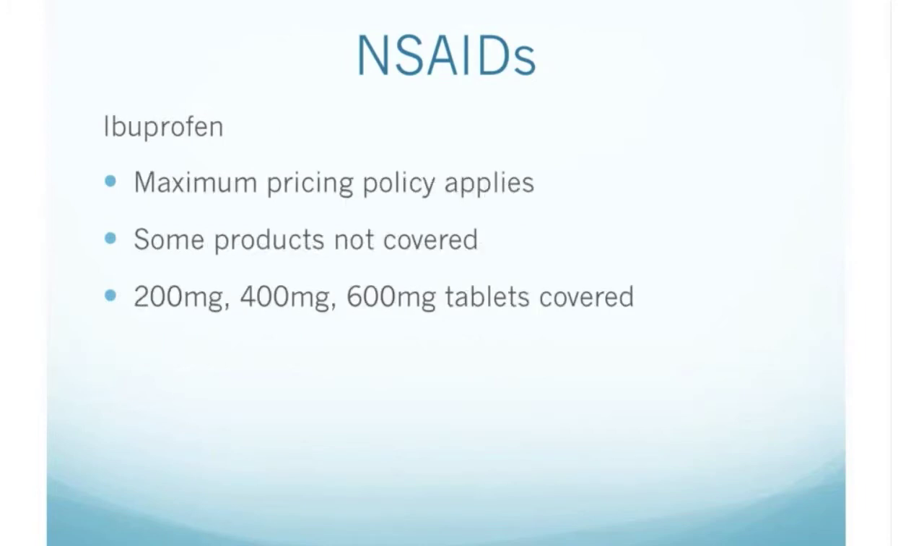Ibuprofen, this is also subject to maximum pricing policies for Pharmacare. Some products are not covered, but there are some specific manufacturers that produce ibuprofen 200 milligram, 400 milligram, and 600 milligram tablets that are covered by Pharmacare. So even though 200 milligram and 400 milligram tablets are over-the-counter products, if you have a prescription, you can get them covered, provided you get the right generic that is covered by Pharmacare.